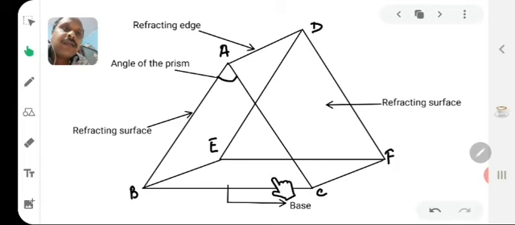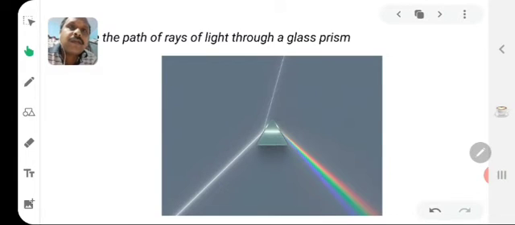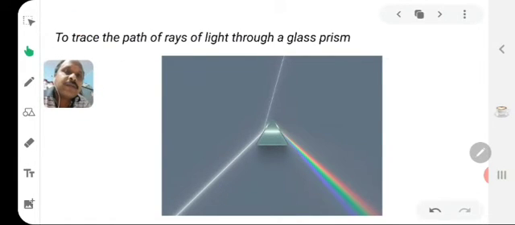So a basic glass prism, or what we commonly use in the physics lab, that is an equilateral prism. So that prism has got a surface somewhat as you can see in the figure. So now let's come to the topic of discussion for today, that is the experiment to trace the path of rays of light through a glass prism. Let's begin the topic.